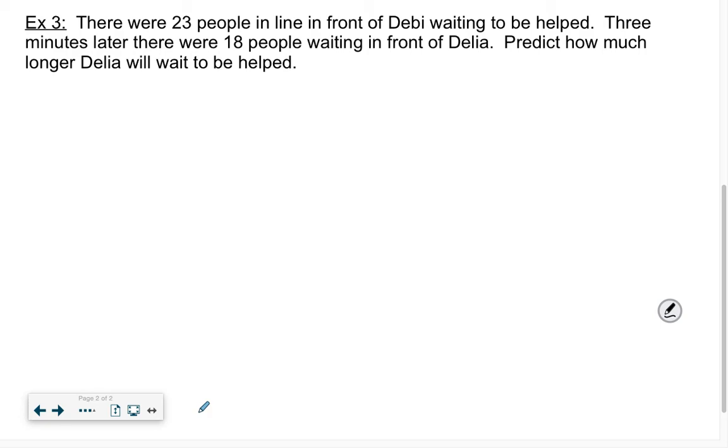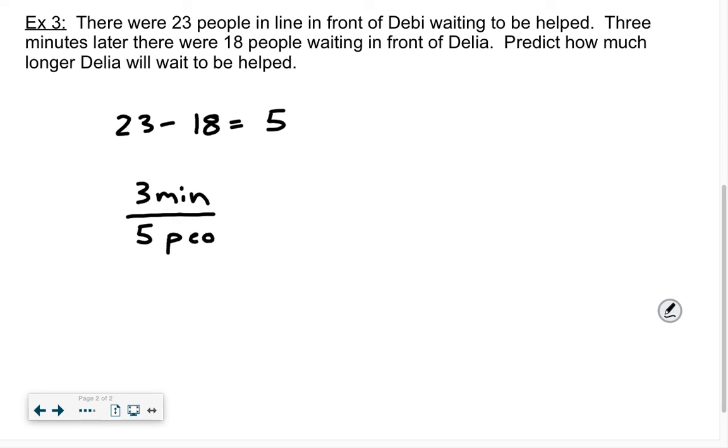So obviously that meant that 5 people have gotten through the line within those 3 minutes. So what we want to do here is we want to find the number of minutes it takes per person to get through the line. So in 3 minutes, again, we were able to go through 5 people. And if we do our division, 3 divided by 5, that's the decimal 0.6.